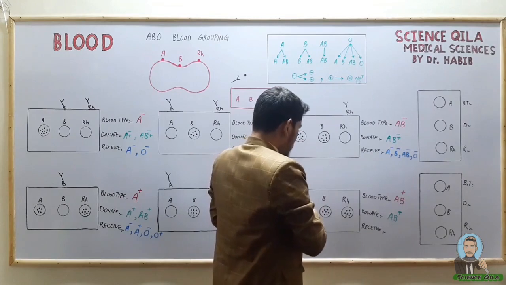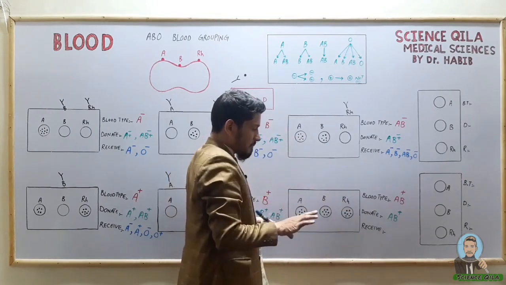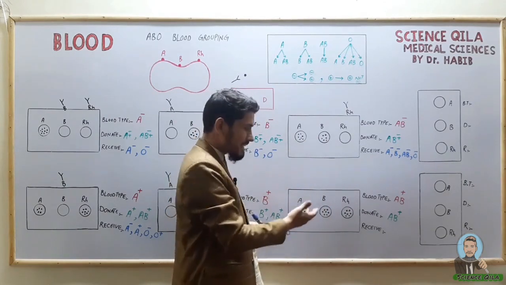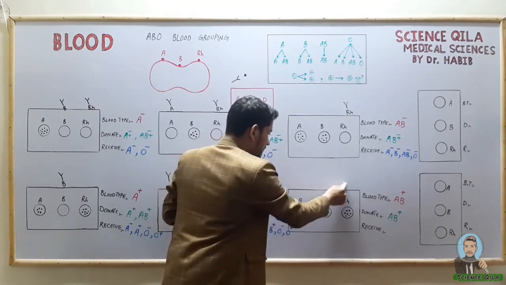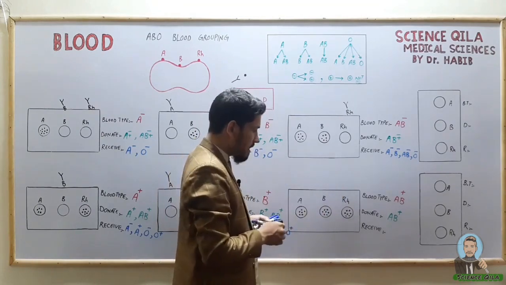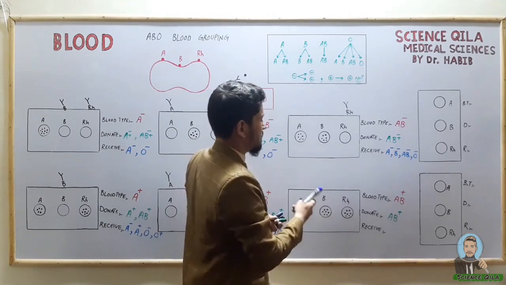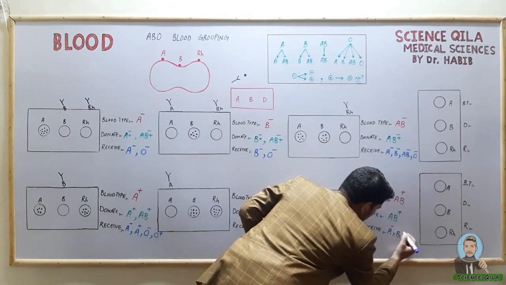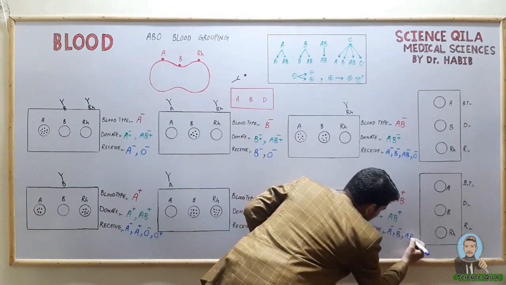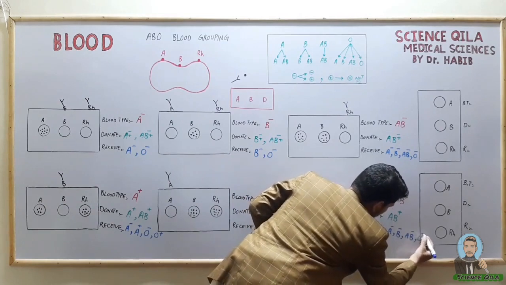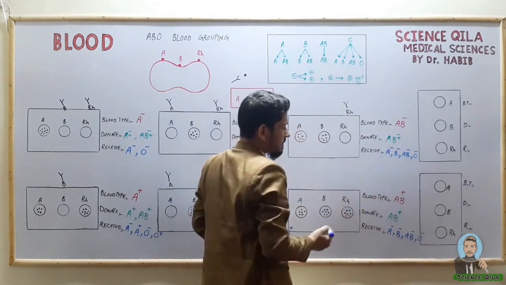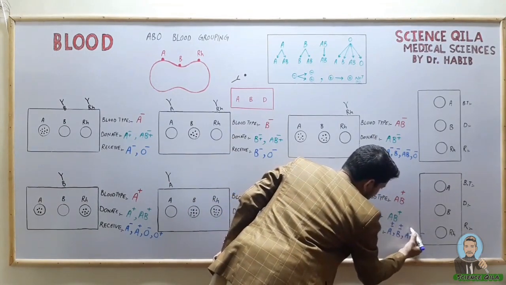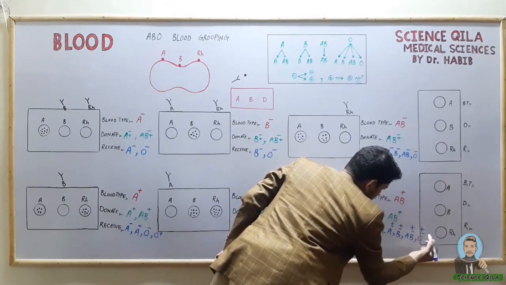Receive. As all these three antigens are present on the surface and these are self antigens, the body will not make antibodies against them. So there will be no antibodies against these three antigens in the serum. So it can receive the blood from all blood types. So it can receive the blood from A negative, B negative, AB negative, and O negative. And it also can receive the blood from A positive, B positive, AB positive, and O positive.